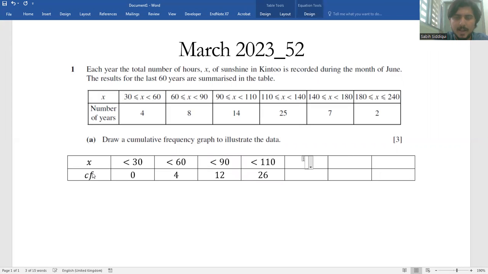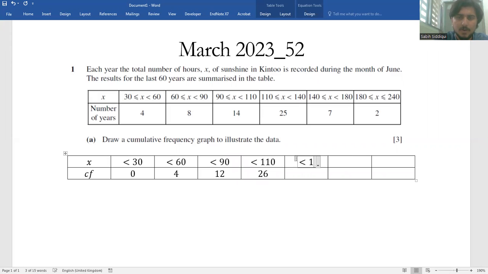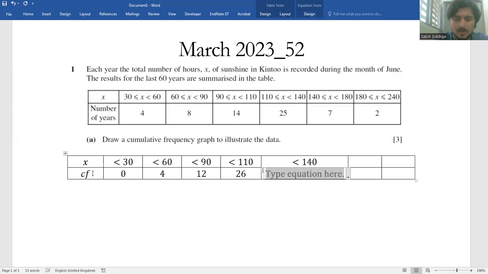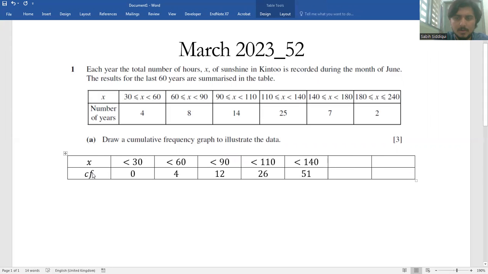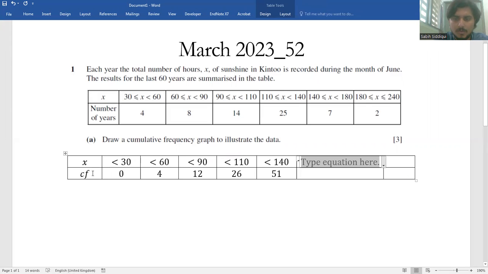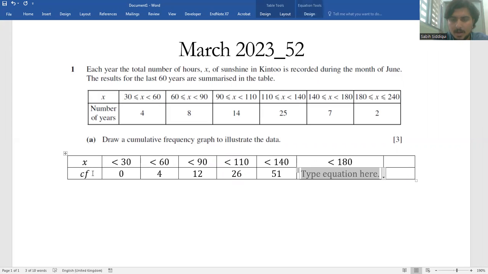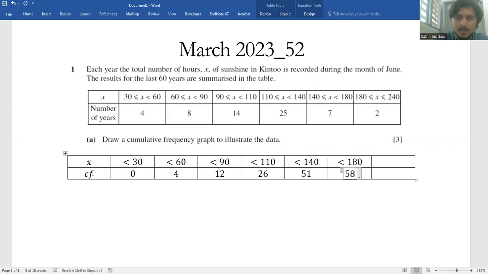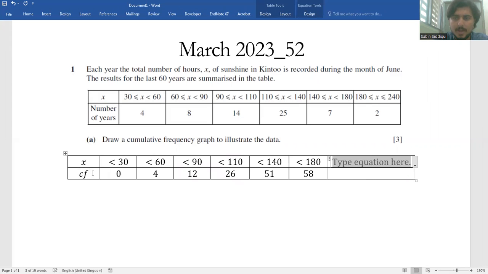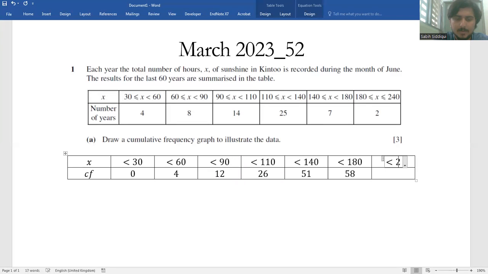And how many total values do we have which are less than 140? So 26 plus 25 is 51. And how many total values do we have which are less than 180? And that is supposed to be 51 plus 7 is 58. And how many total values do I have which are less than 240? And that is 2. Now, these are the points that we plot on the graph.